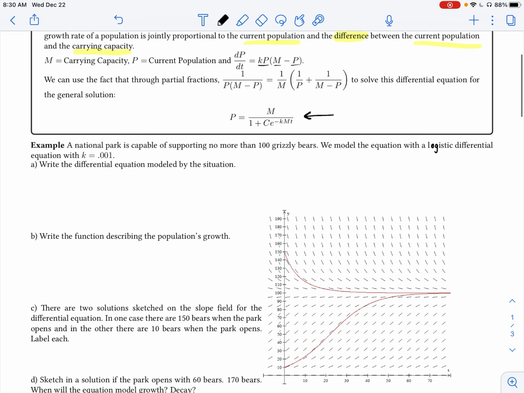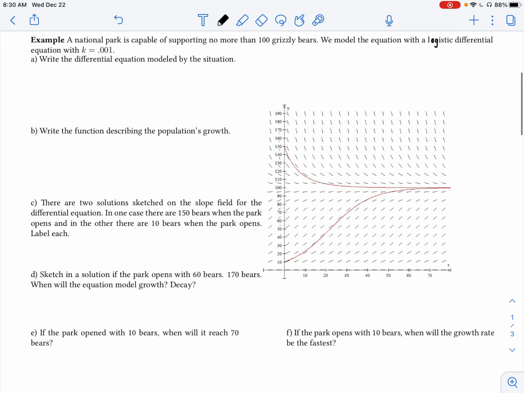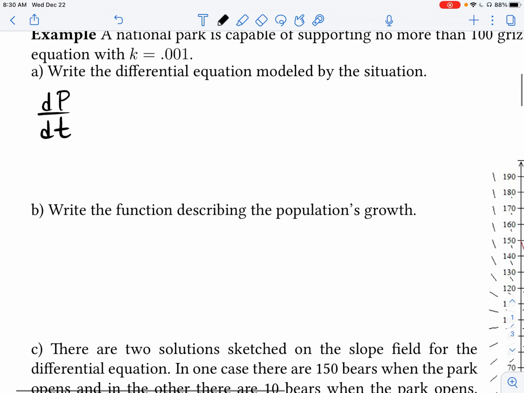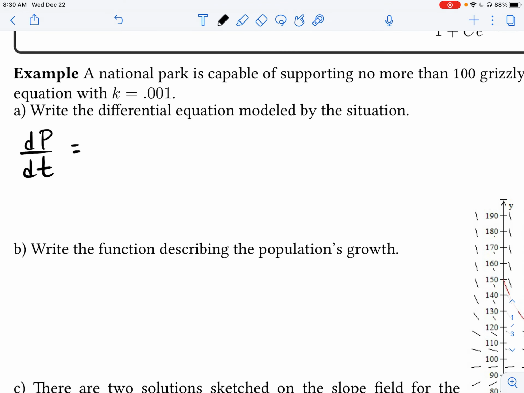So let's actually just jump straight to a problem that models logistic growth. We have a national park and it's capable of supporting no more than 100 grizzly bears. We model the situation with a logistic differential equation where k is equal to 0.001. Remember, k is a constant. So first, let's write the differential equation that is modeled by this situation. We know the differential equation would be dP/dt is equal to, remember, kP times (M minus P). So let's plug in what we know.